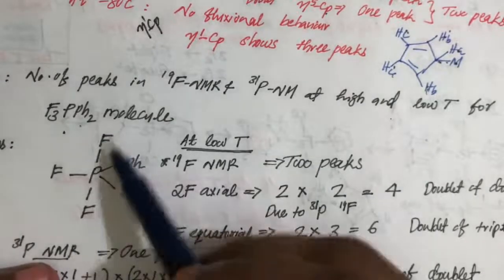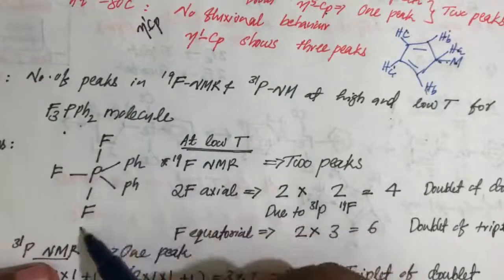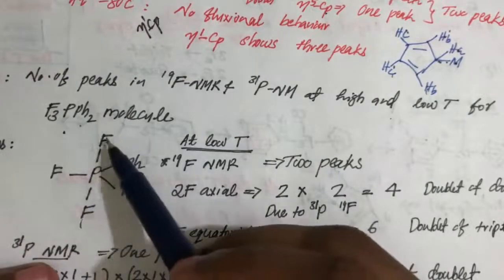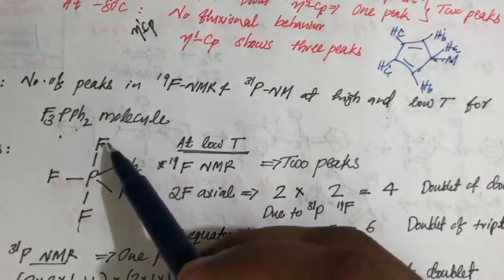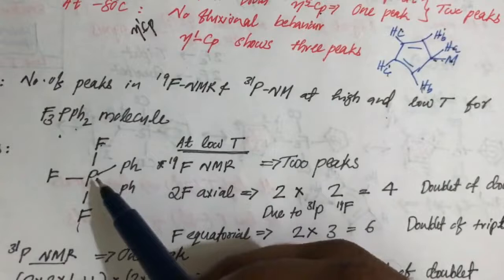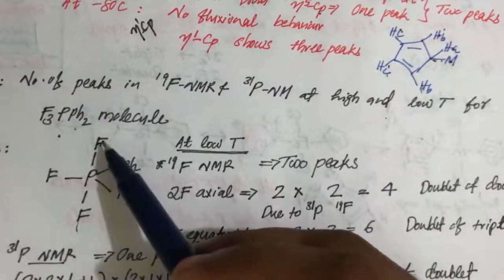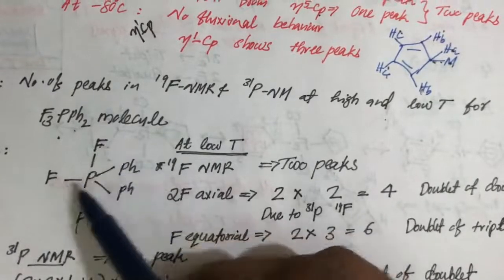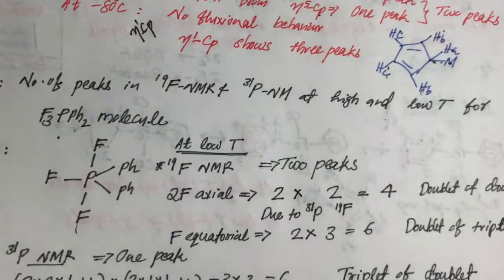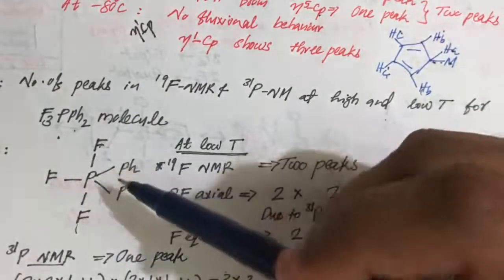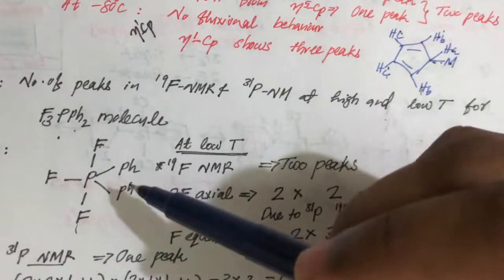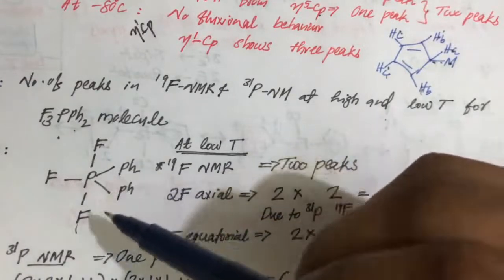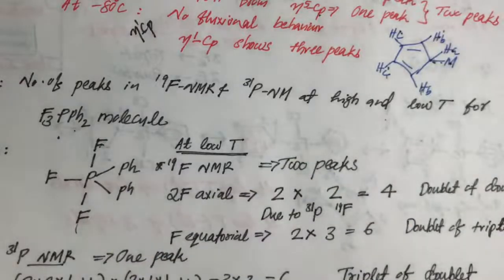So according to Bent's rule, these two fluorines occupy the axial positions. Bent's rule says that the most electronegative element occupies the axial position, because the axial position has less s character. Okay, so this is the structure. We already mentioned that a trigonal bipyramidal molecule can undergo fluxional behavior due to Berry pseudo rotation. So it will undergo fluxional behavior at higher temperature.